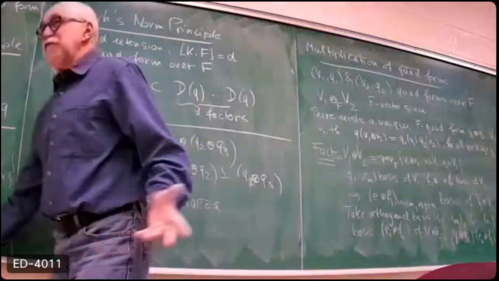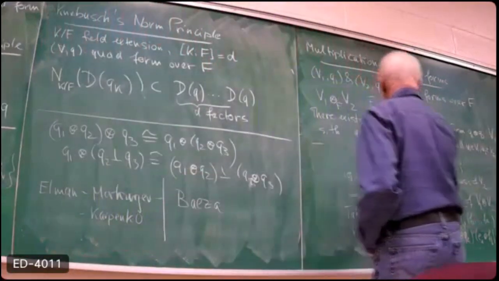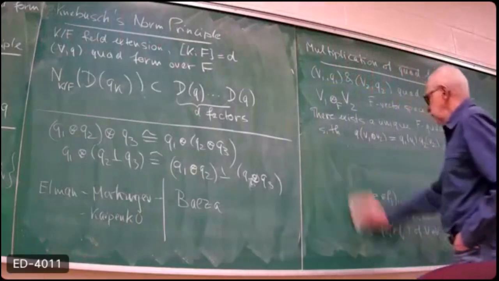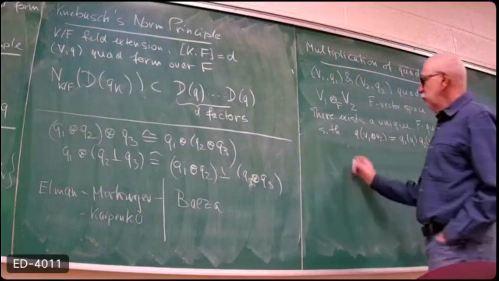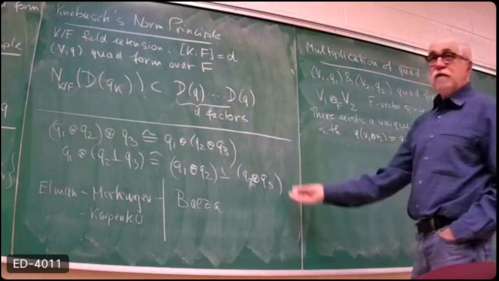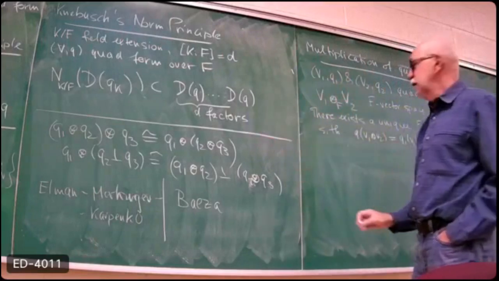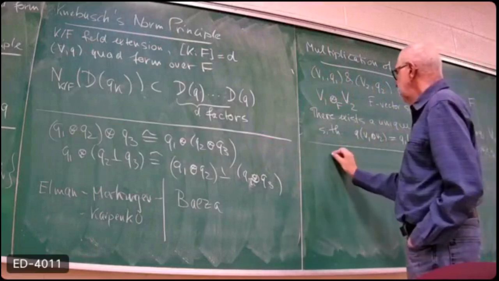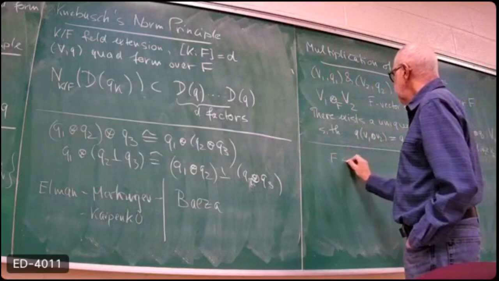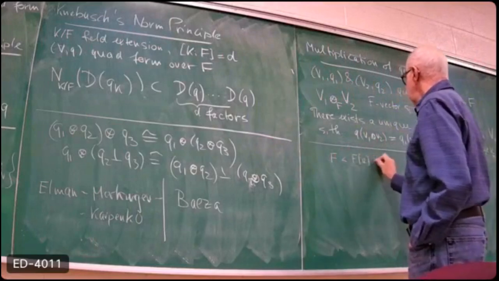Here is the structure of the proof. Morally, the structure of the proof is almost the same for Knebusch's theorem and for Scharlau's theorem. So what you have is an element in your base field K. You get field extensions.